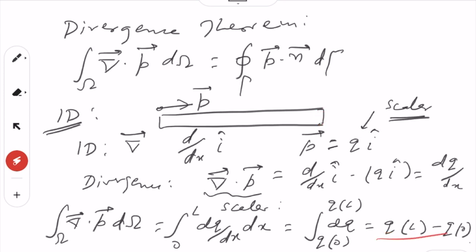Looking at this one, we can extend, and in 1D it's fine, right. If you want to integrate dq over dx, you don't even need to integrate. You just see what is the value of q here and what is the value of q here, subtract one from the other, and you are done. The integration of the gradient of q, the slope of q, or the divergence of p, is nothing but the value of q here minus the value of q here, and this makes sense.